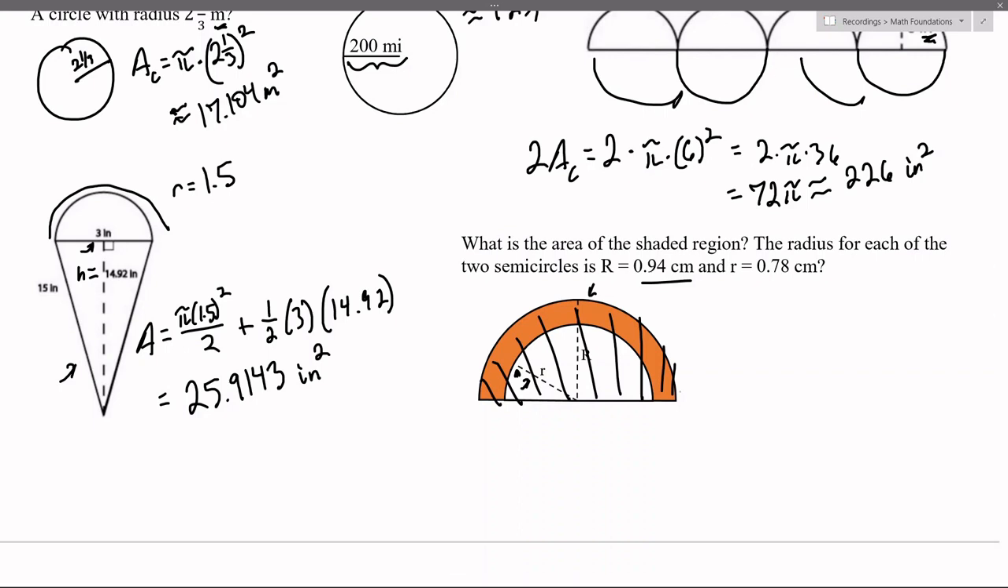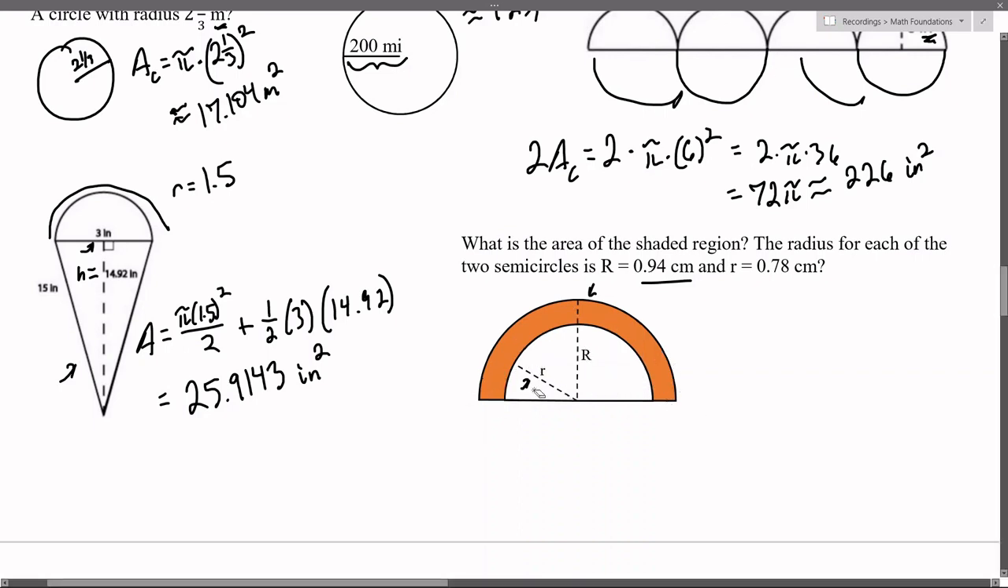And then we can subtract off the area of this portion here, which is the area of the half circle of the small radius. So all we need to do is find the area of this thing, which is going to be the area of the big circle. It's going to be pi times the big radius, which is 0.94, squared. And again, this is a half circle, so we're going to take that by half.